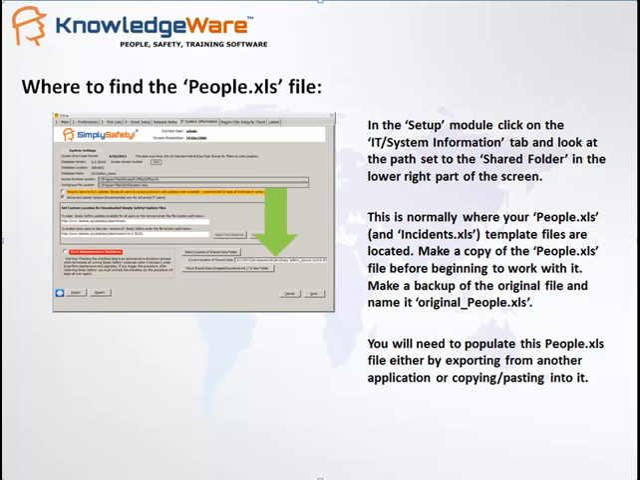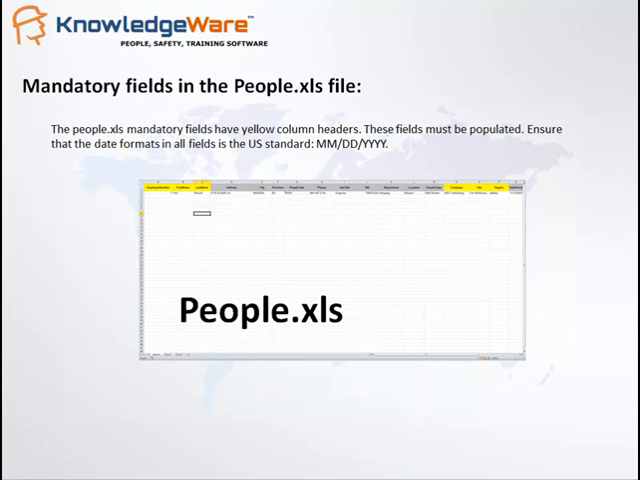Make a copy of the people.xls file before beginning to work with it. Make a backup of the original file and name it original_people.xls. Then just work with the file called people.xls. It needs to be named that to be found for the import. You will need to populate this people.xls file either by exporting from another application or copying, pasting your people into it. Next, open up your copy of people.xls and have a look at it.